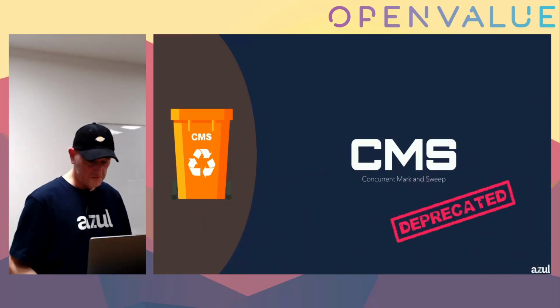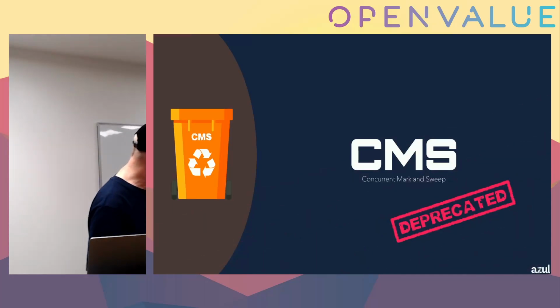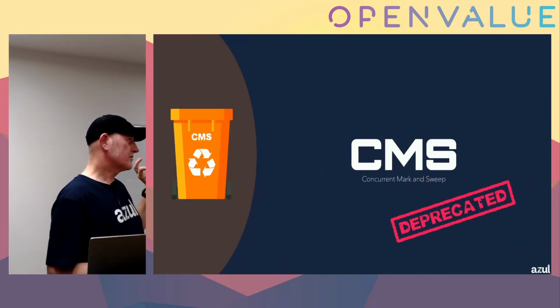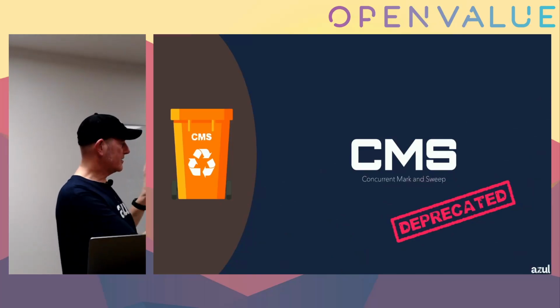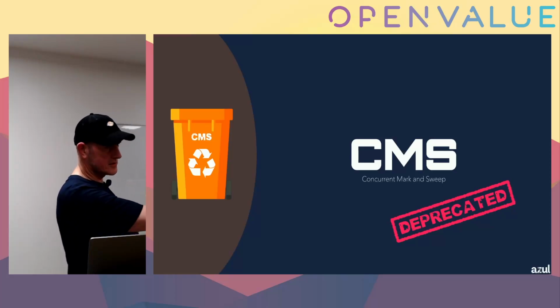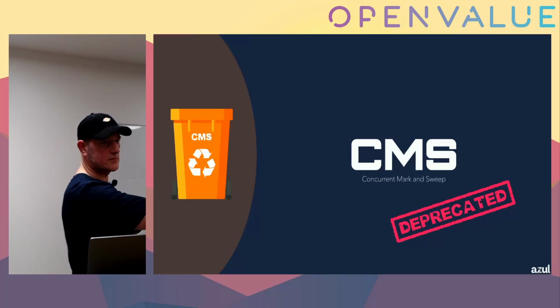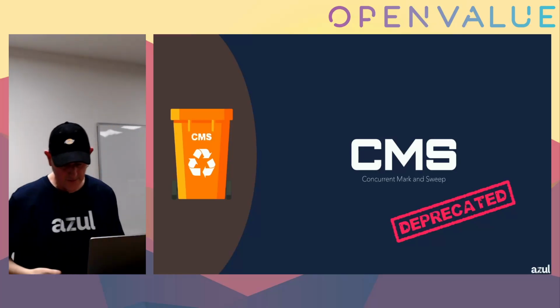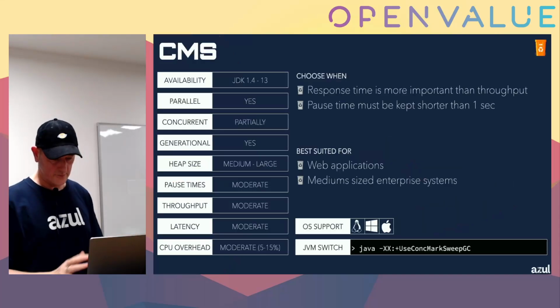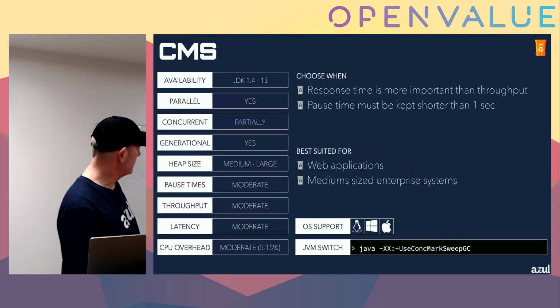How are we on time? Oh, okay. CMS, concurrent mark and sweep. This collector looked pretty much the same as the generational version I showed you, with Eden, the survivor spaces, and the tenured space. So this is more or less how it looked. It's deprecated. It's not even in the JVM anymore. It was removed in JDK 14.